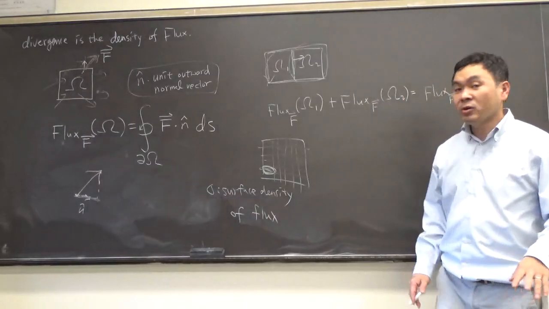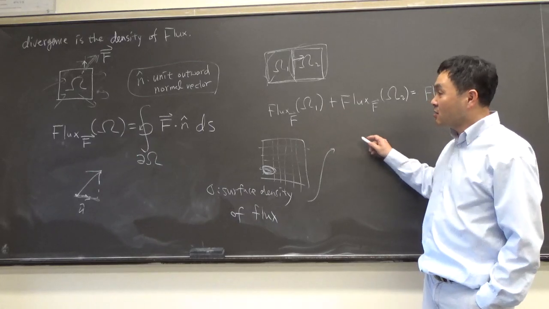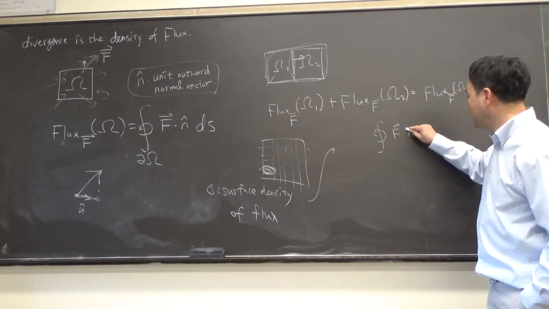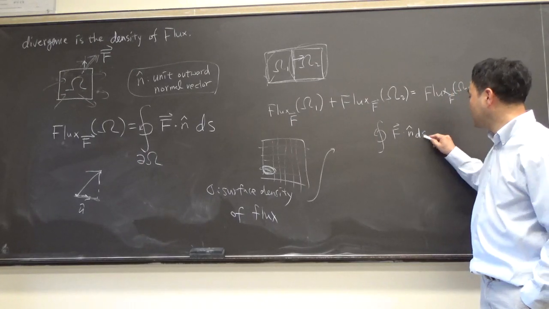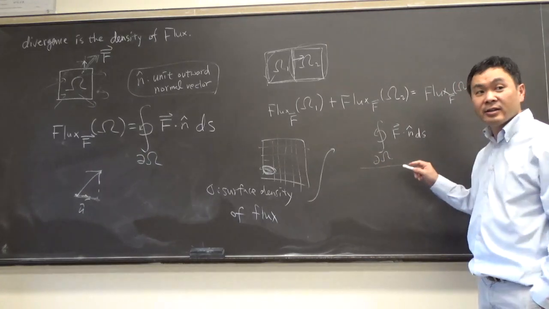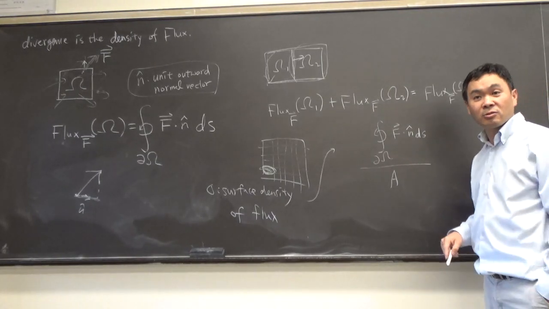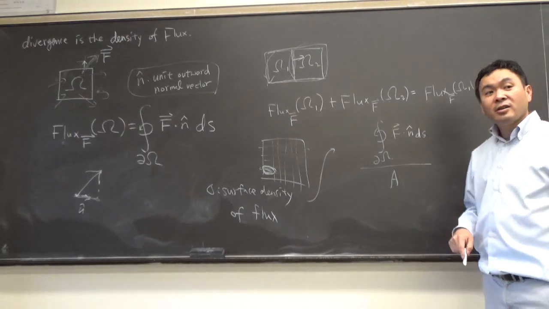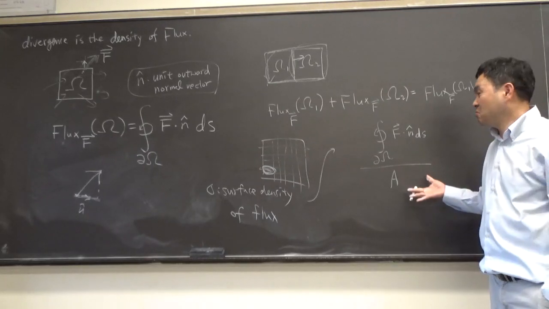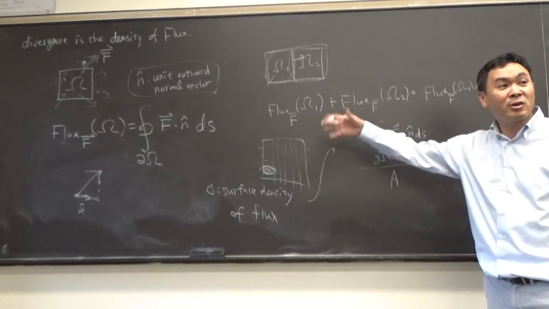Okay? So how is surface density of flux defined? Well, it's defined like this. You divide that flux, which is the integral of F dot n ds over the boundary of omega, by the area of omega. And if it's a constant density, then you can just take this constant value and multiply it by the entire area, and you recover the entire thing.